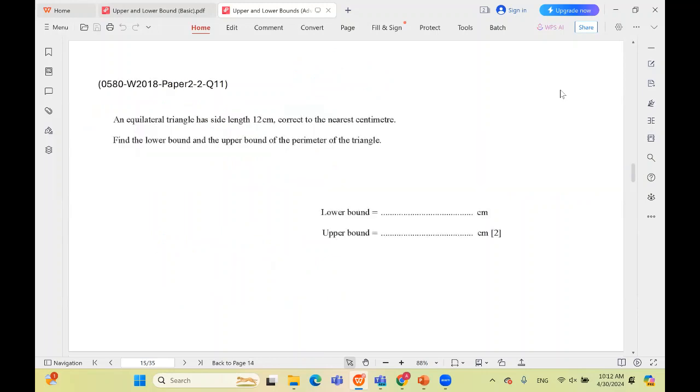An equilateral triangle has side length 12, correct to the nearest centimeter. Find the lower bound and upper bound of the perimeter of the triangle. So this is an equilateral triangle, so they all have the same length. So the perimeter will basically be 3 times 12. Of course, it's not actually 12, let's call it S for now. The S is represented here by the 12. However, we need to figure out the lower and upper bounds.